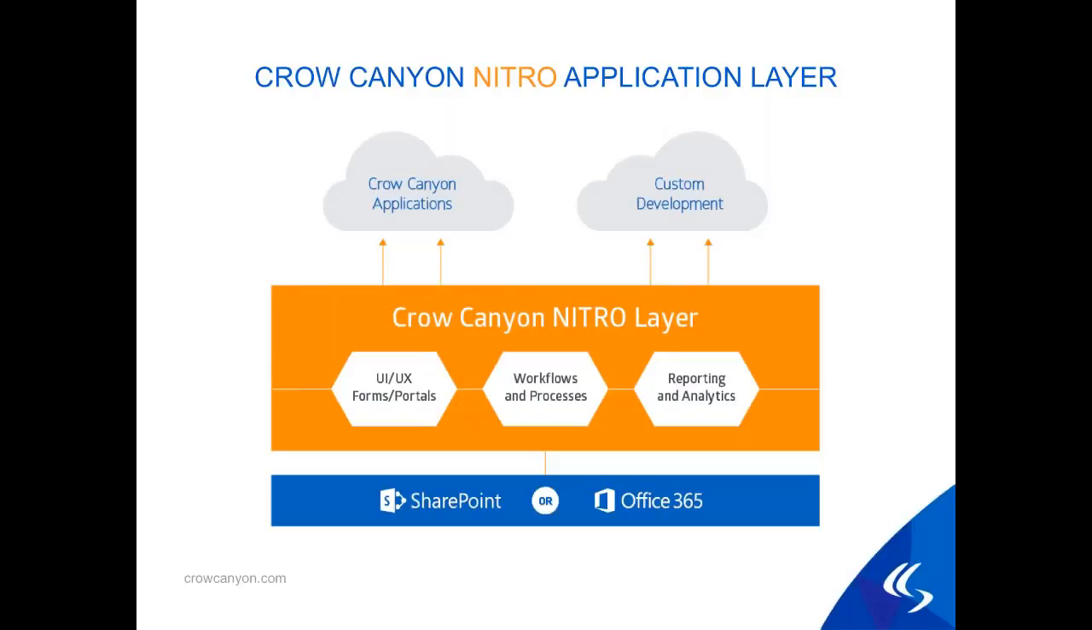The concept behind this Nitro term is that it really does accelerate the development lifecycle, as well as provide features that make it a business-rich, process-rich, as well as feature-rich solution. The three main pillars that we focus on are, first, the user experience, the user interface, through our forms manager as well as portals.